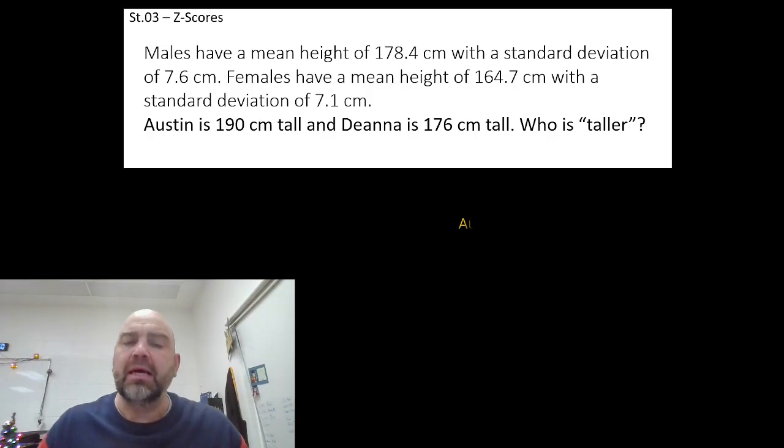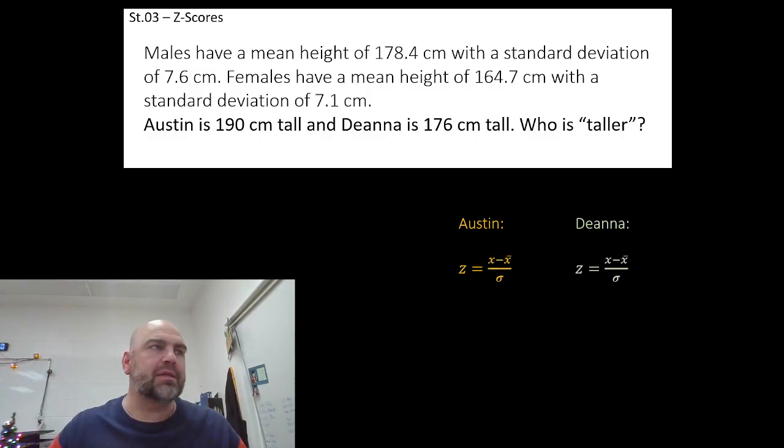So let's compare these two people here. Austin being a male, Deanna being a female. The z-score formula is going to be the same for each. And now we want to calculate, we're going to start with Austin. Austin has a height of 190 centimeters. That's our data point. And the mean is 178.4 because he's a male, and the standard deviation is 7.6. When we do these calculations here, we're going to get a z-score of 1.53.